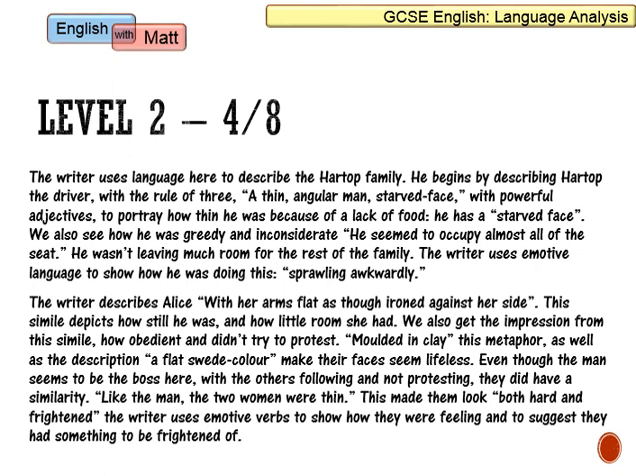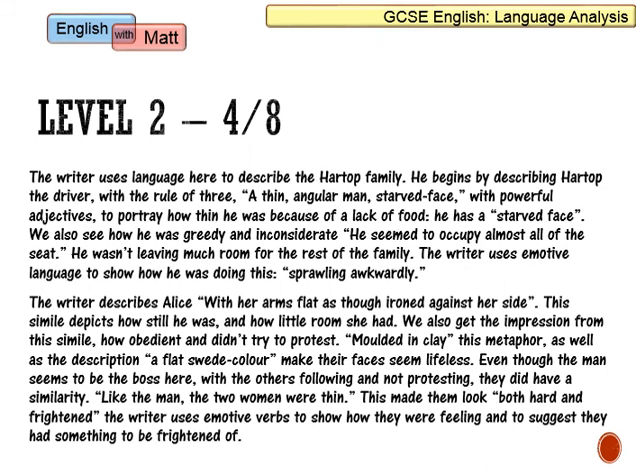The writer describes Alice with her arms flat as though ironed against her side. This simile depicts how still she was and how little room she had. We also get the impression from the simile how obedient she was and that she didn't try to protest. Moulded in clay, this metaphor, as well as the description of flat swede colour, makes their faces seem lifeless.